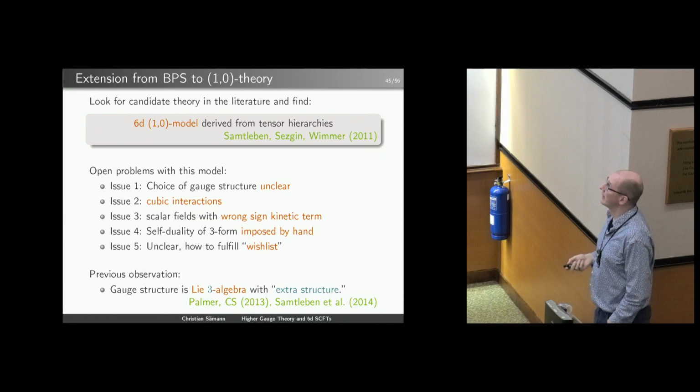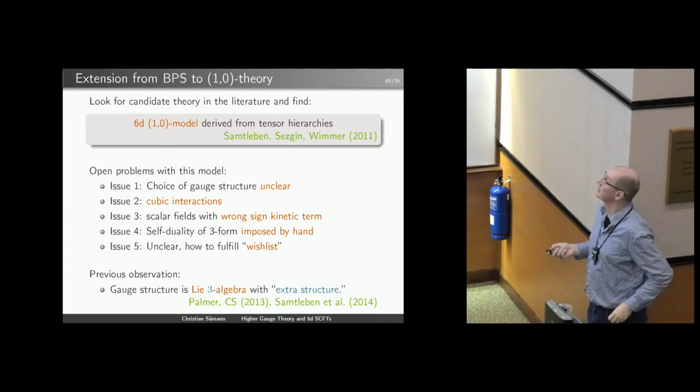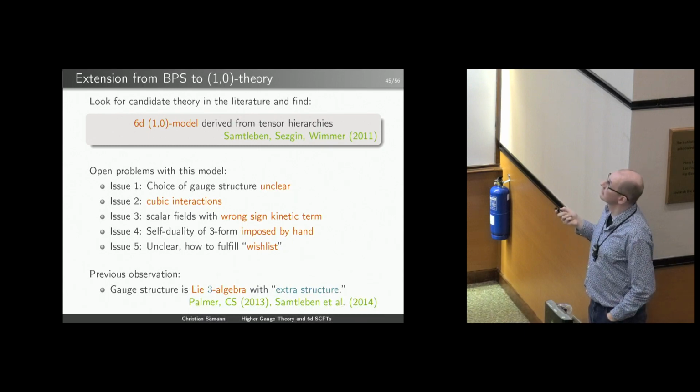So how do you do that? Well, deriving supersymmetric actions is a lot of hard work. So first thing you do, you look in the literature and see what other people have done. And there's this nice model that was derived from tensor hierarchies in gauge supergravity by Samtleben, Palmkvist, and Wimmer in 2011. There were a number of issues with this model.